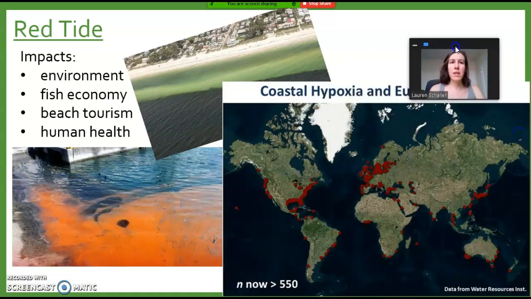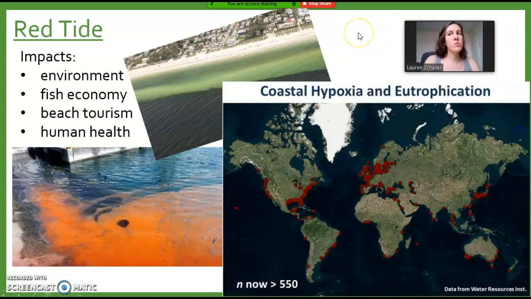This is something you might have seen happen in the news. It can also be called red tide. Sometimes it looks red, and that has to do with the cyanobacteria that lives with the algae. So it can cause different colors, and it can have all these horrifying impacts. And this is incredibly common around the world, as you can see on the map.